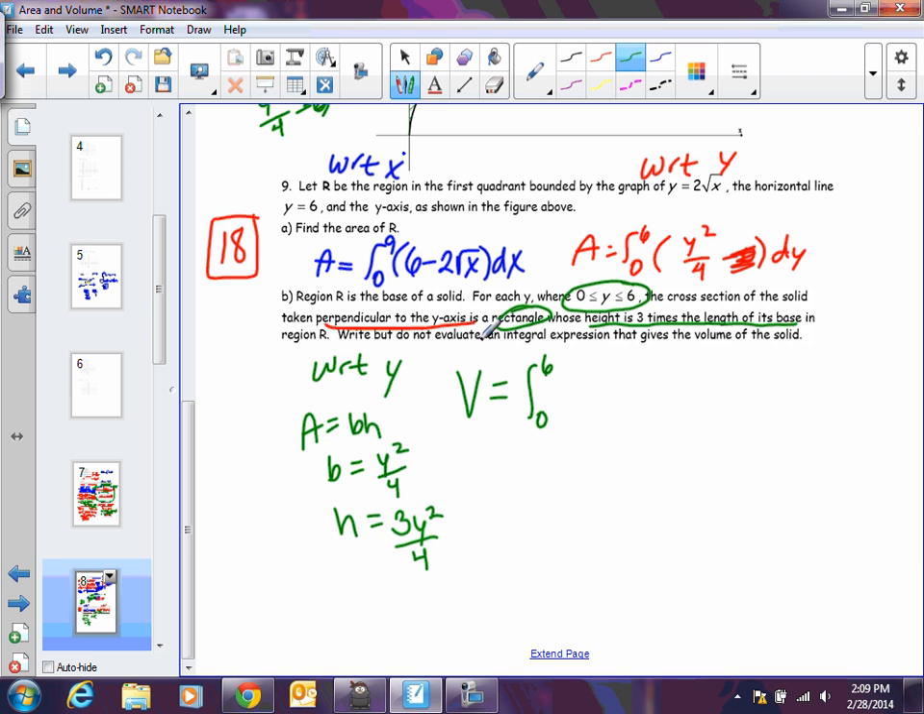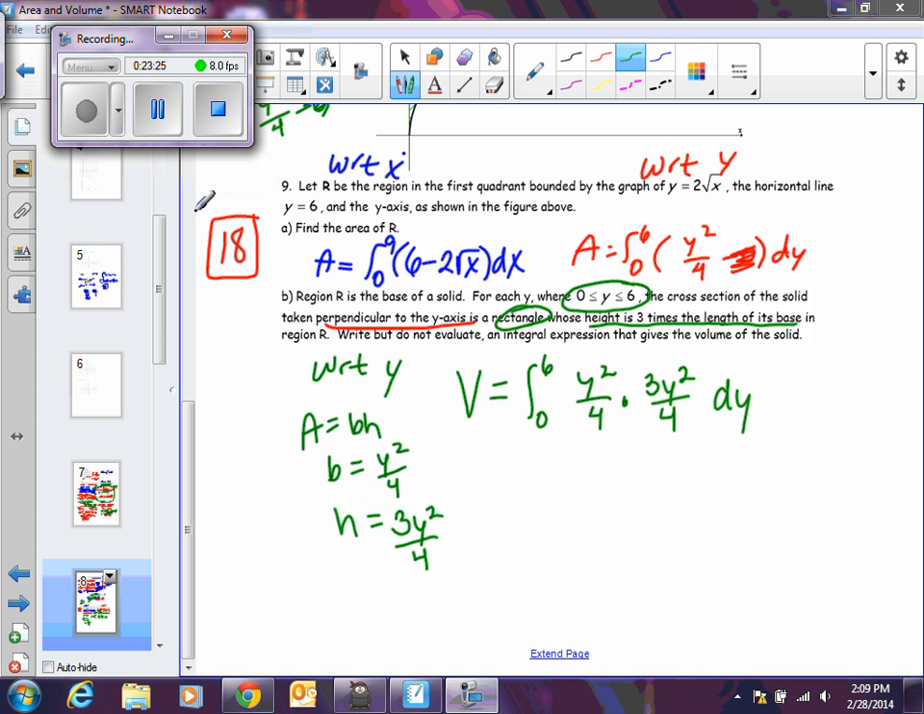Then it says write but do not evaluate an integral expression. And so we just need to multiply these. y squared over 4 times 3y squared over 4 dy. This is how the AP Calculus test might put this on the non-calculator portion of the test. You don't need a calculator to do any of this. You could have even figured this out. This one would have been easier without a calculator. This is a little bit harder to do, but they're not asking you to actually solve it. So either you're going to get a calculator or they're not going to ask you to do all the numbers. Okay? All right.